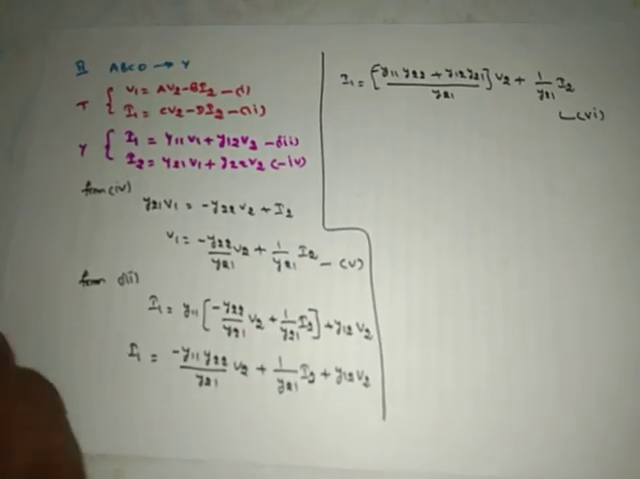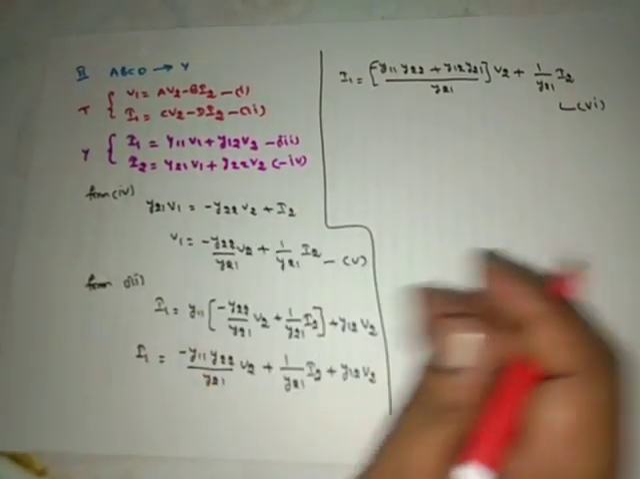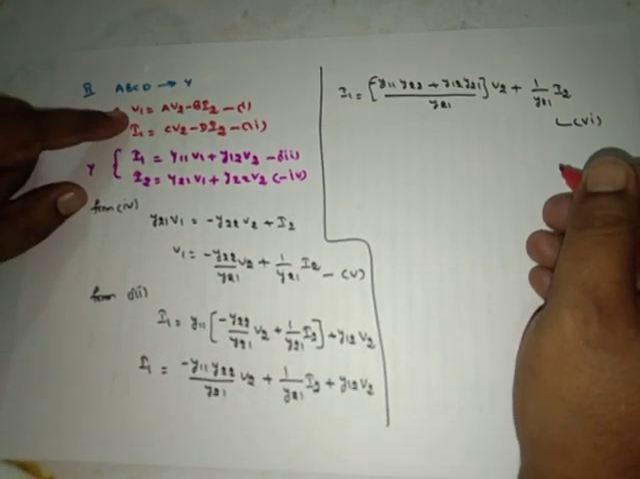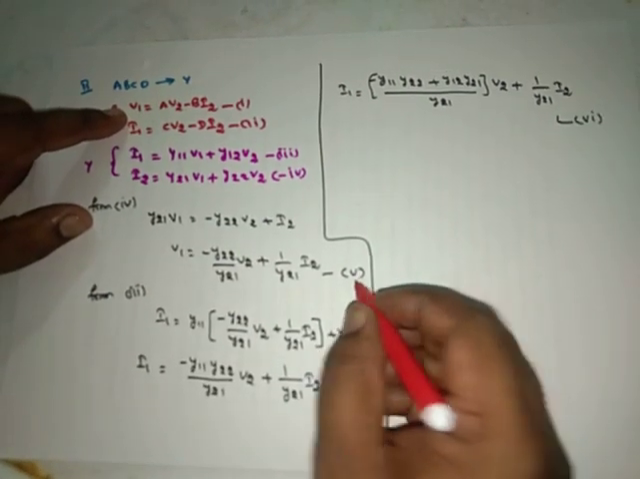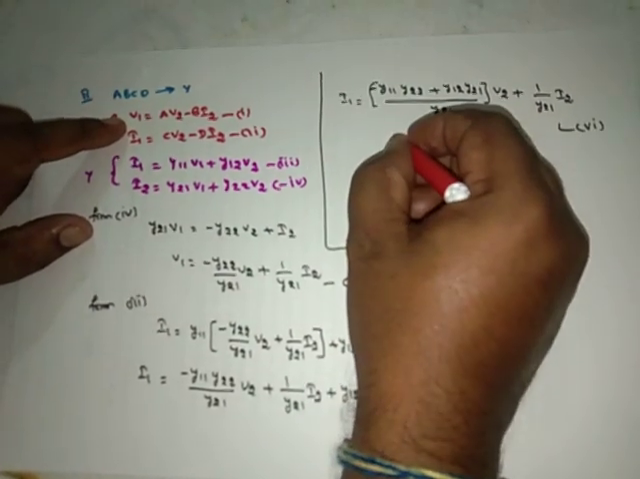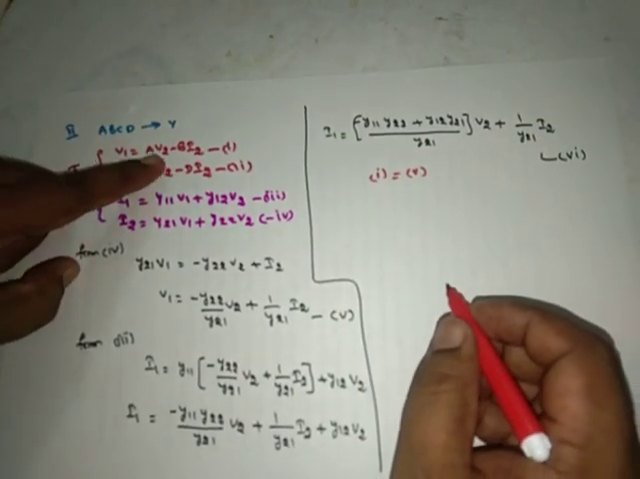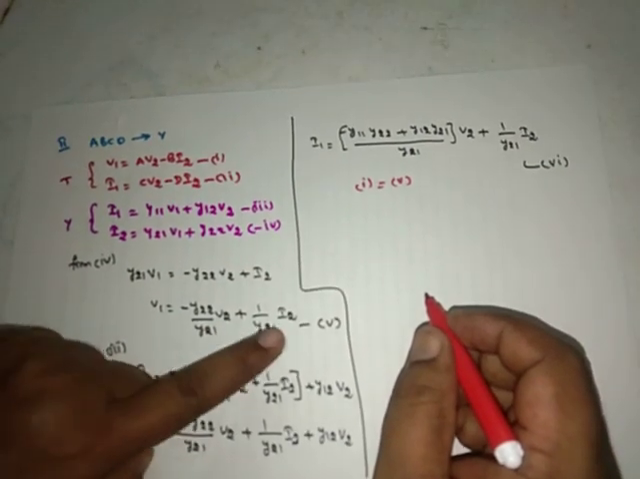Now compare here. The comparison between equation 1, that is V1, with 5. So 1 is equal to 5. V1 is a function of V2 and I2. Here also V1 is a function of V2 and I2.